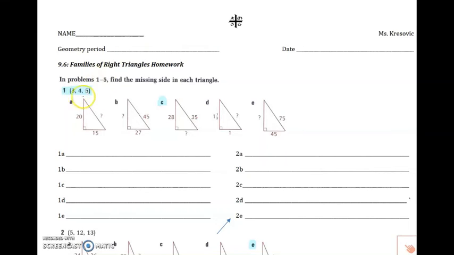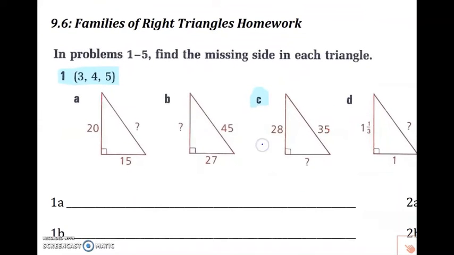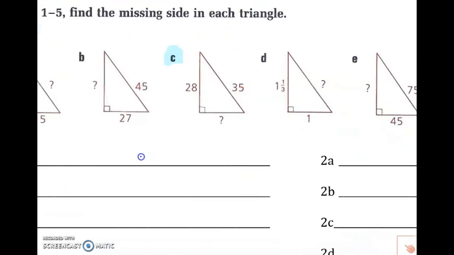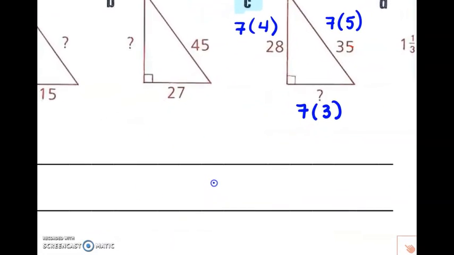When I look at problem number 1C, I already know that it's going to be in the family of 3, 4, 5. When I look at the given information that a leg is 28 and the hypotenuse is 35, I can see that there is a common factor of 7 in each of those numbers. So if I factor the 7 out, I get 7 times 4 and 7 times 5. That would suggest that the missing leg is 7 times 3, or 21.